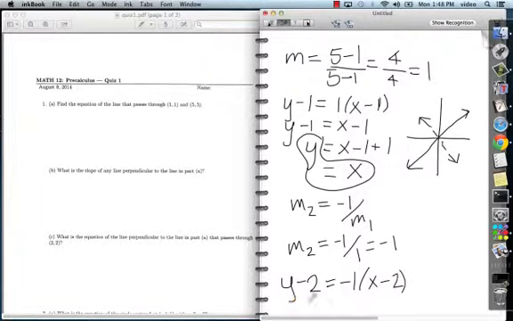Okay, let's simplify that. So y is equal to, I'm going to multiply through by -1, and I get 2 minus x. So -1 times x gives me -x, and -1 times -2 gives me 2. So I get 2 minus x. And then I subtracted 2 on this side, so I'm going to add 2 on this side. And that simplifies to 4 minus x. So the line that is perpendicular to the line in part A that passes through the point (2, 2) is y equals 4 minus x.